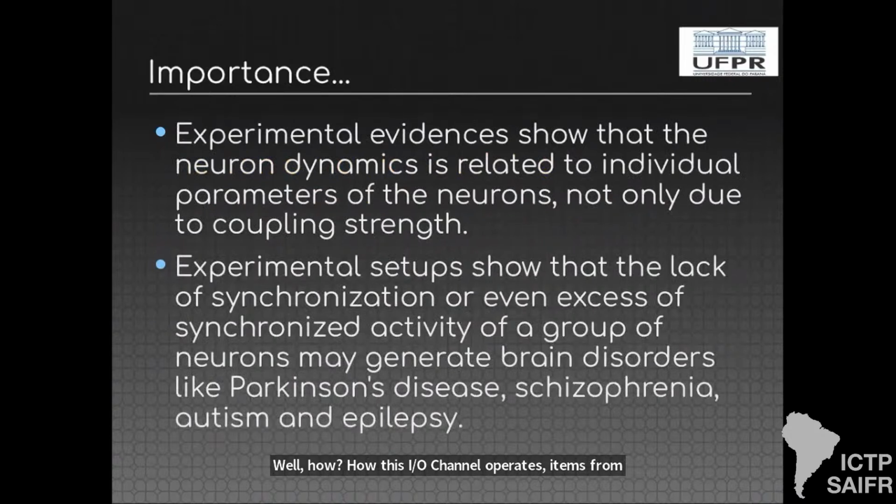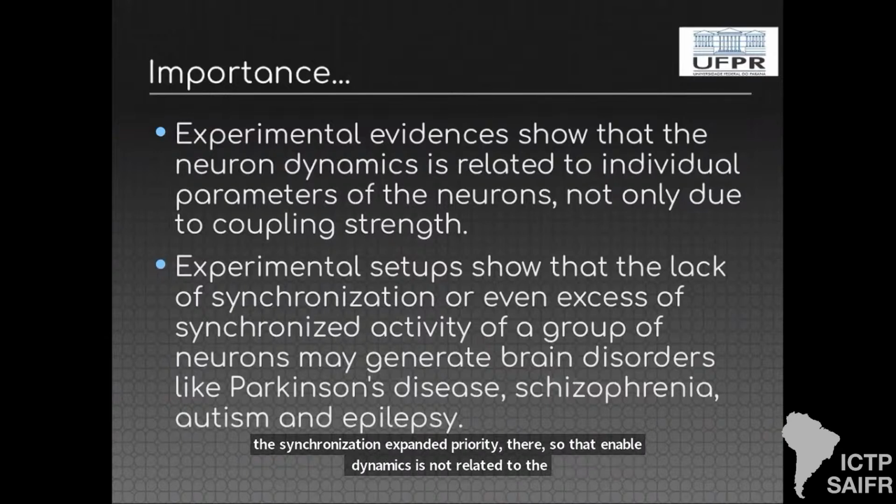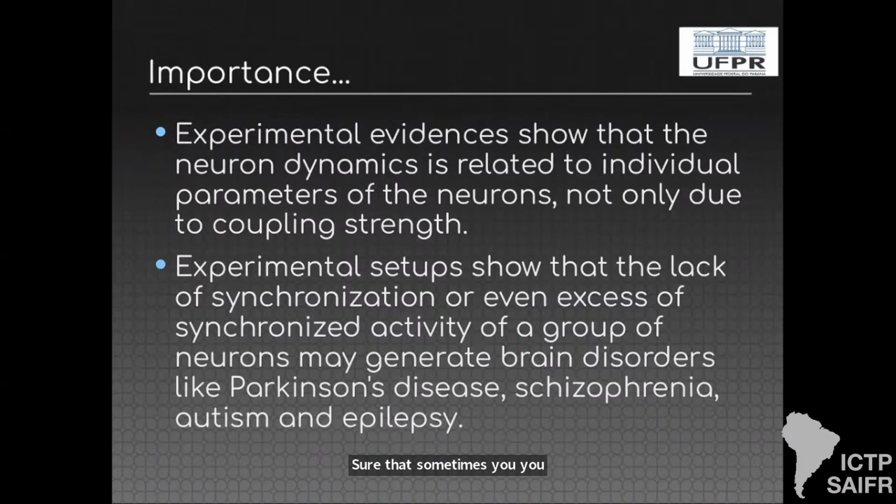And about the importance of the synchronization, experimental evidence shows that the neuron dynamics is more related to the individual parameters of the neurons than to the coupling itself. Experimental setups show that sometimes you can see lack of synchronization or excess of synchronization. The excess of synchronization is quite related to schizophrenia and epilepsy, and the lack of synchronization is related to autism and other brain disorders like Parkinson's. So it's very important to understand how drugs can manipulate the local dynamics of the neurons to stimulate or inhibit the synchronization process.